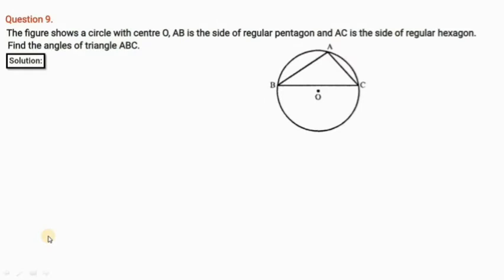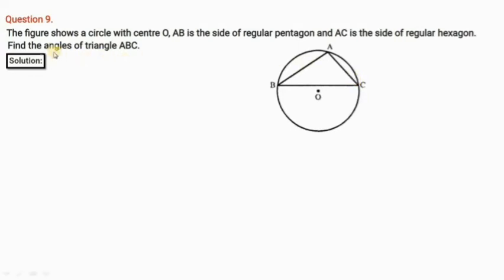Okay, let's have a look at the next question, that is question number 9. The question says, the figure shows a circle with center O. AB is the side of a regular pentagon, one of the sides of a regular pentagon, that means a polygon with 5 sides. And AC is the side of a regular hexagon, that is, this AC is one of the sides of a regular hexagon, meaning there are 6 sides.